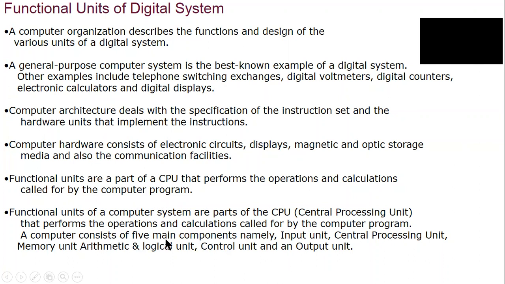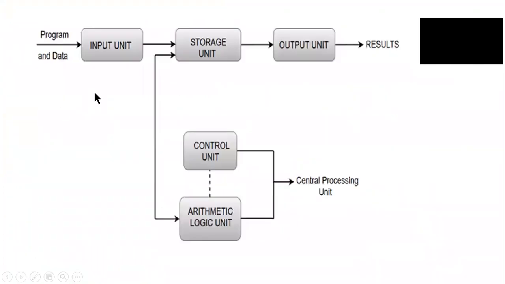A computer consists of a few main components, namely input unit, central processing unit, memory unit, arithmetic and logic unit, control unit, and output unit. You know this already. So these are the functional units of the main computer. We will see them one by one. So this is the block diagram of your computer. Here the input unit is there. After the input unit, we have a storage unit. In the storage unit, there are two parts.